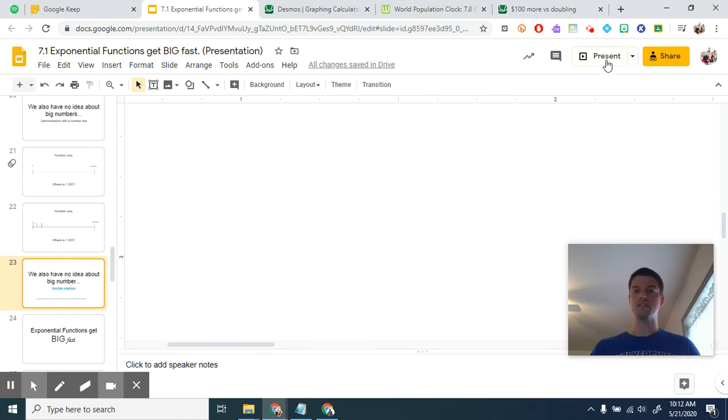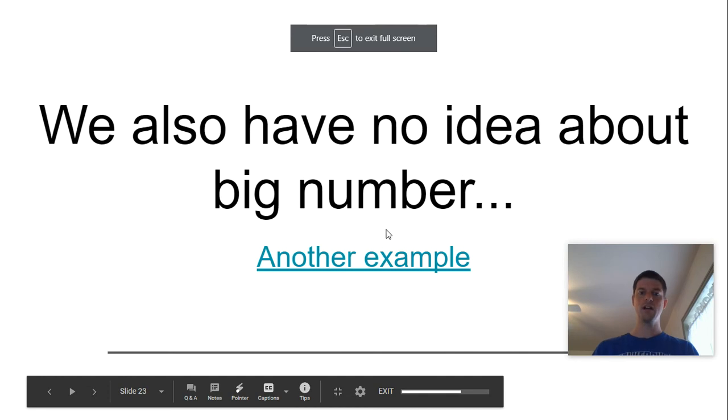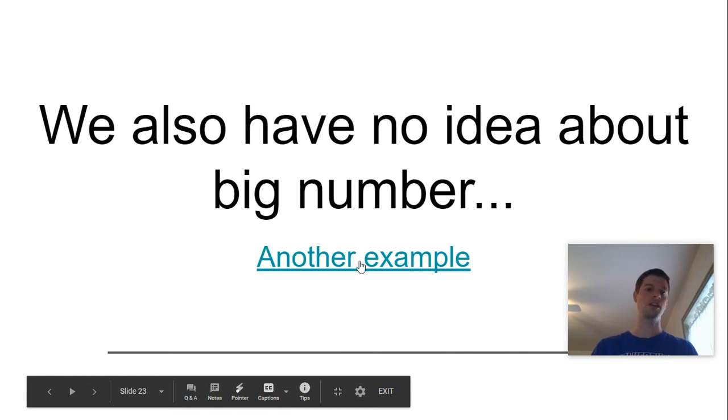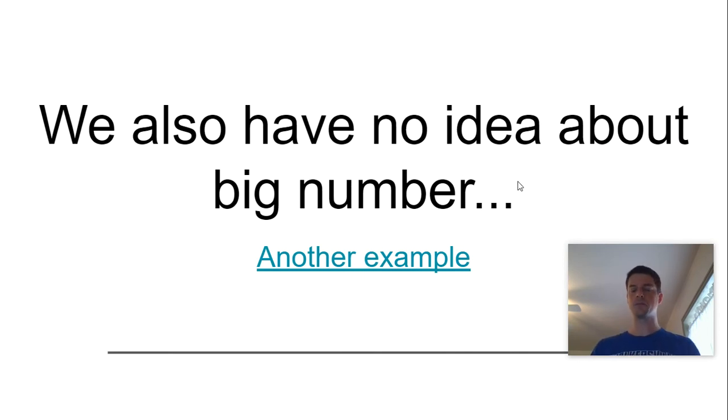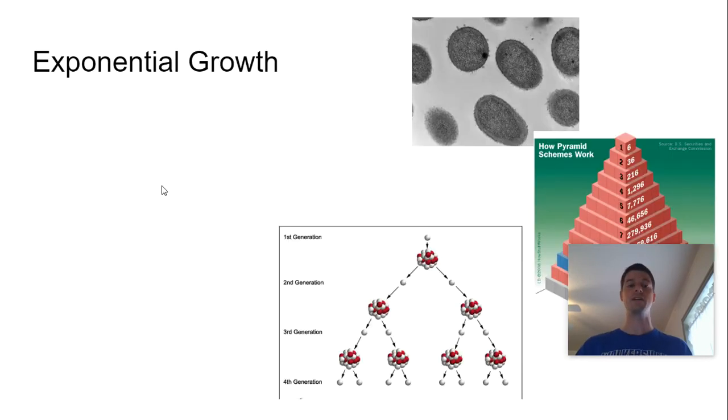I also have this neat video. Let's go back to here. I'll link this video so you can click on that and see. But that's a cool video where it shows you how rich some people are, and you can see how little money even rich people have compared to the really, really rich people, okay? Pretty neat. So yeah, exponential functions get big fast, and we can't even wrap our minds around them.